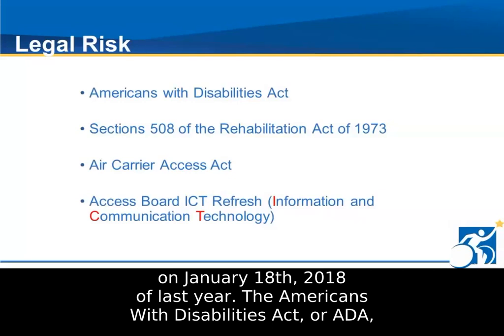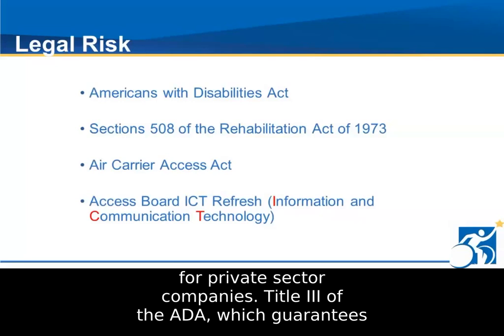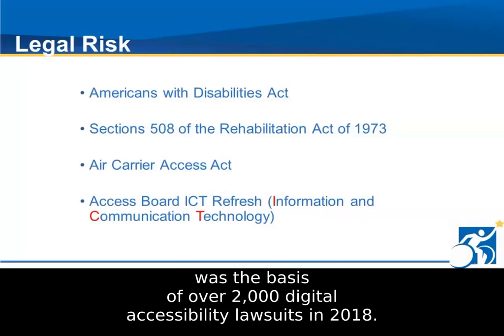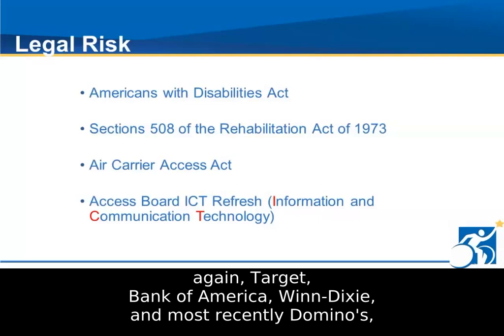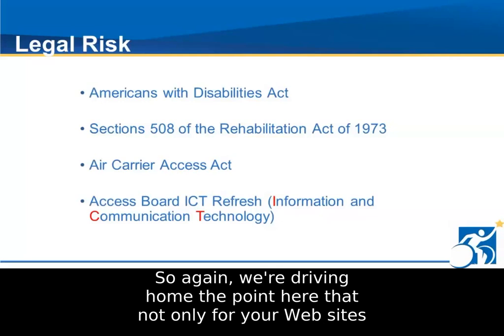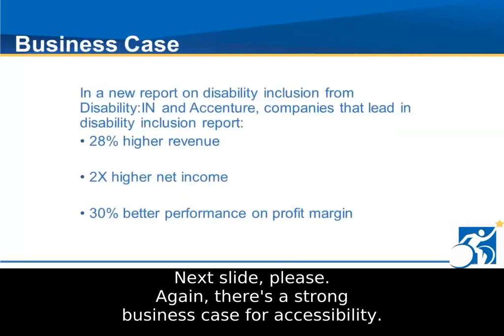The Americans with Disabilities Act, or ADA, is the law most widely associated with digital accessibility for private sector companies. Title III of the ADA, which guarantees non-discrimination for people with disabilities in public accommodations, was the basis of over 2,000 digital accessibility lawsuits in 2018, more than ever before. With major historical settlements and decisions piling up against, again, Target, Bank of America, Winn-Dixie, and most recently Domino's, it's becoming imperative for all organizations to push accessibility. So again, we're driving home the point here that not only for your websites, but for your electronic documents, these same laws and acts apply. Next slide, please.